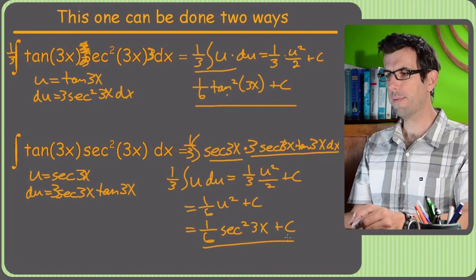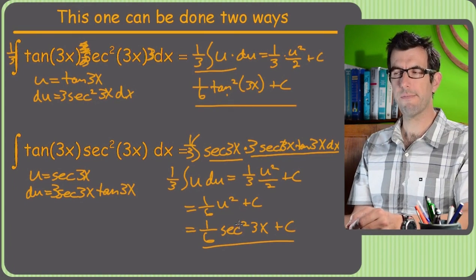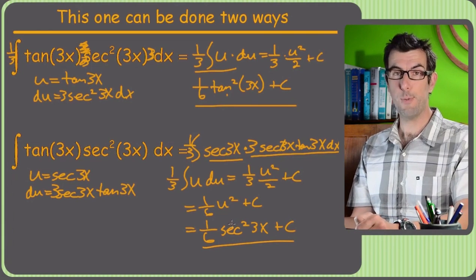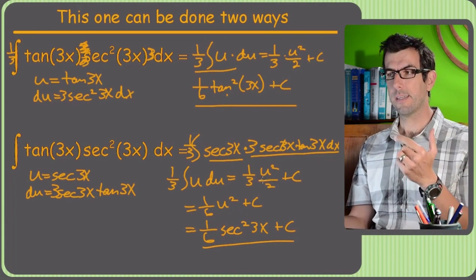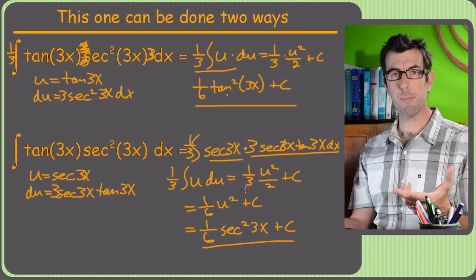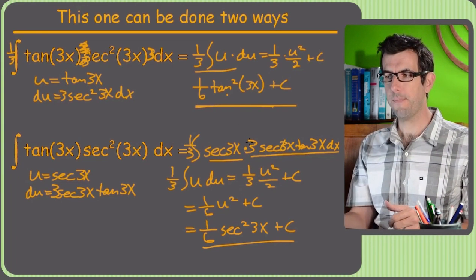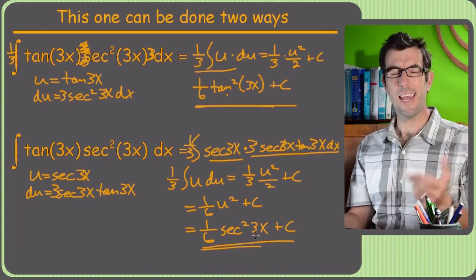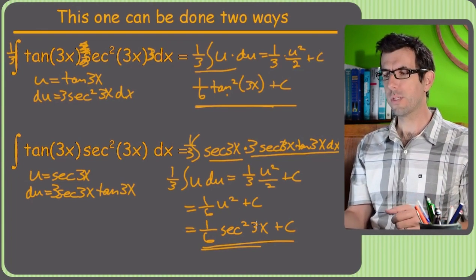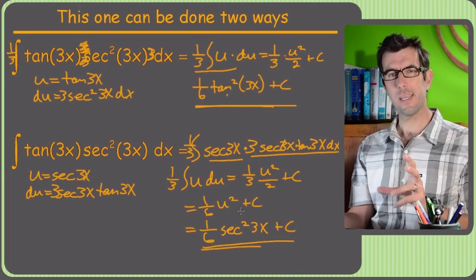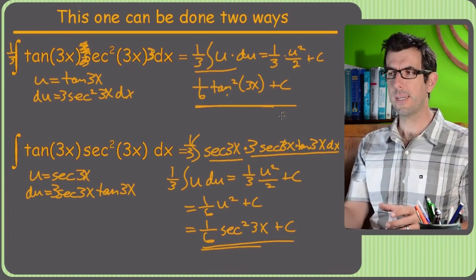Alright, so now at this point, you should be thinking to yourself, geez, Chris, you told me that you were going to get the same answer, that you could work the problem two different ways. And yet you got two different answers. You got 1/6 tangent squared and 1/6 secant squared. How the heck does that add up? Well, it turns out these are actually pretty similar answers.